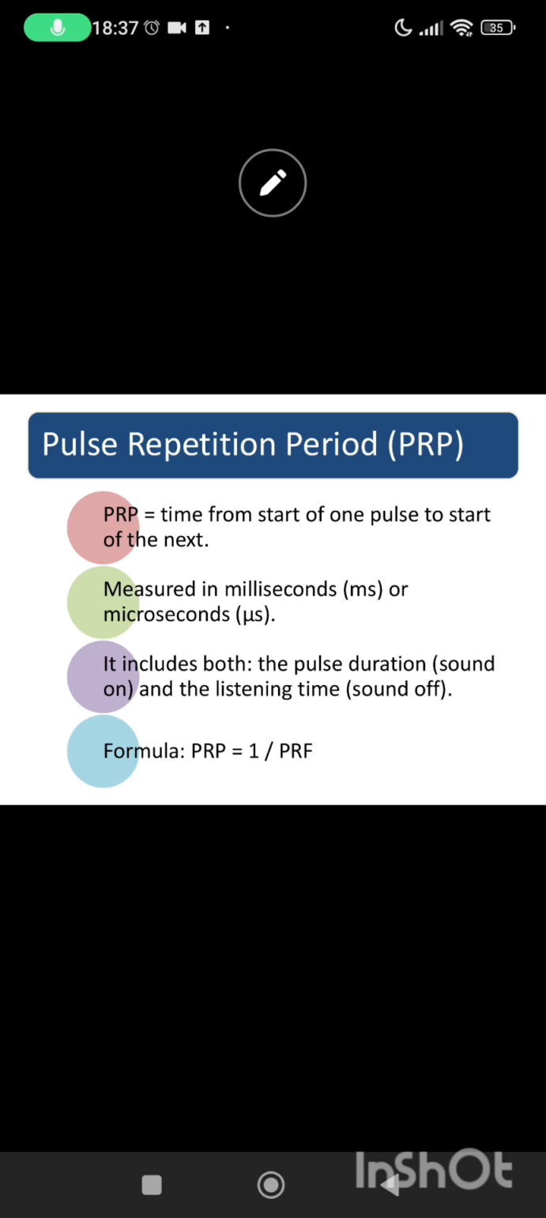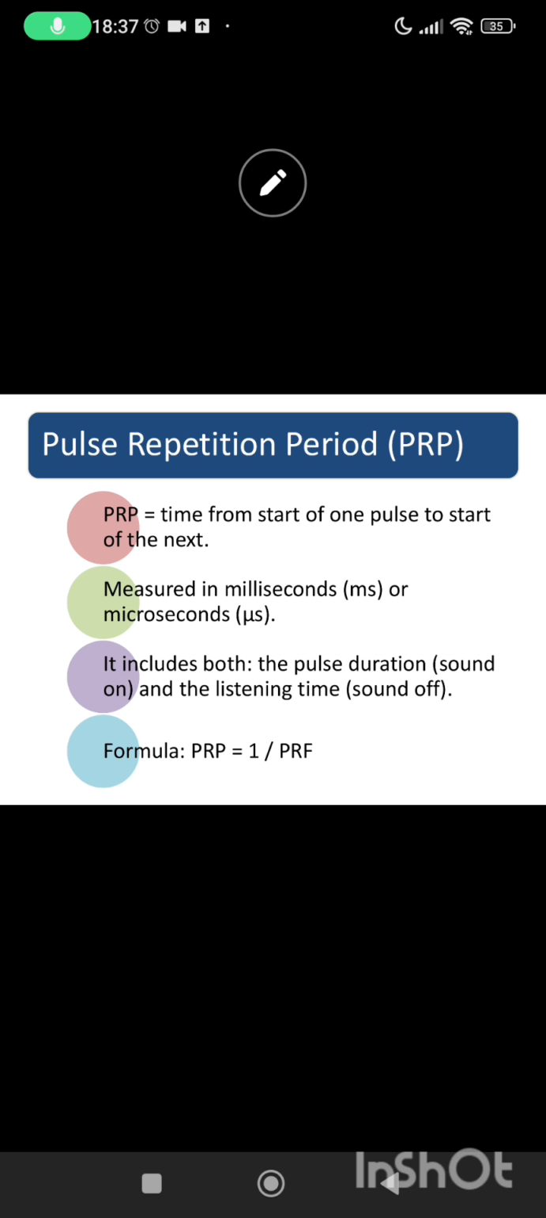So pulse repetition period, it's like the time from start of one pulse to the start of the next. So we can say it's total time one pulse takes to transmission and then again reception. Time of one pulse is a pulse repetition period.